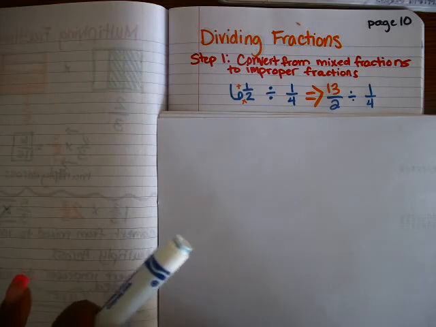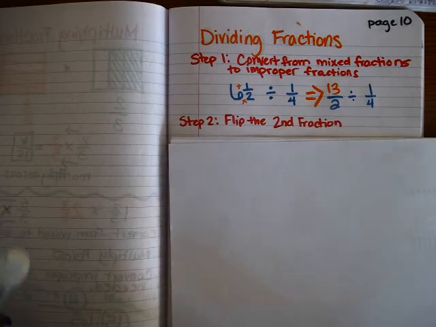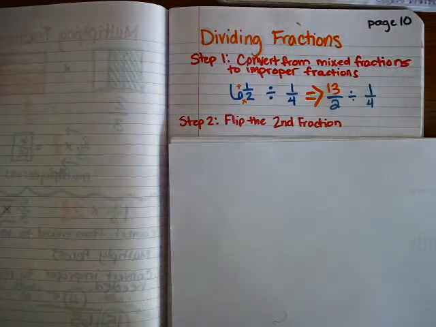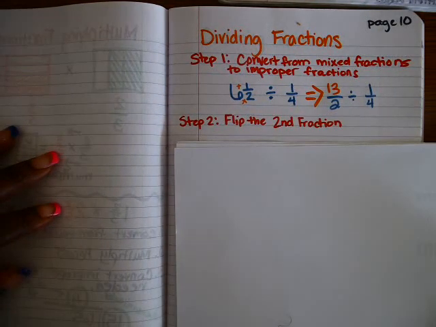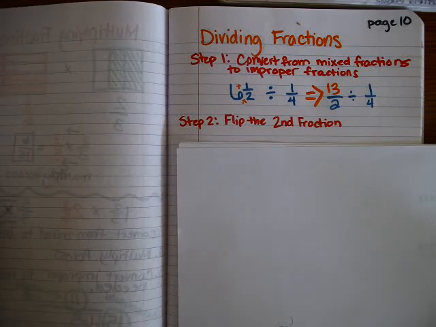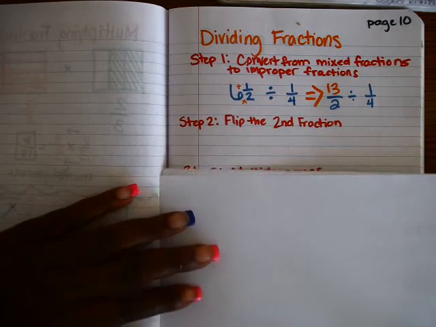So next, we're going to flip the second fraction. This is very important in the dividing fraction step. This is the step that is different from multiplying fractions. All of the steps are the same except for step 2. So we're going to flip the second fraction.